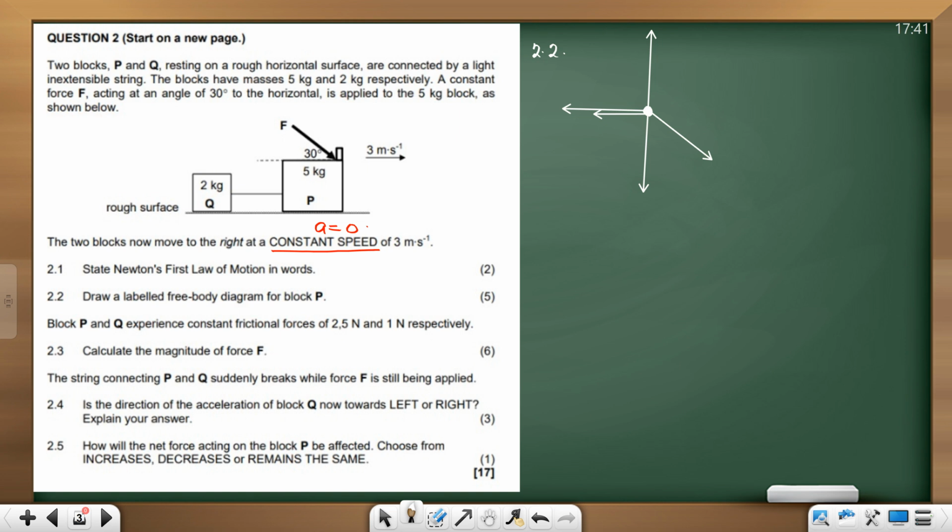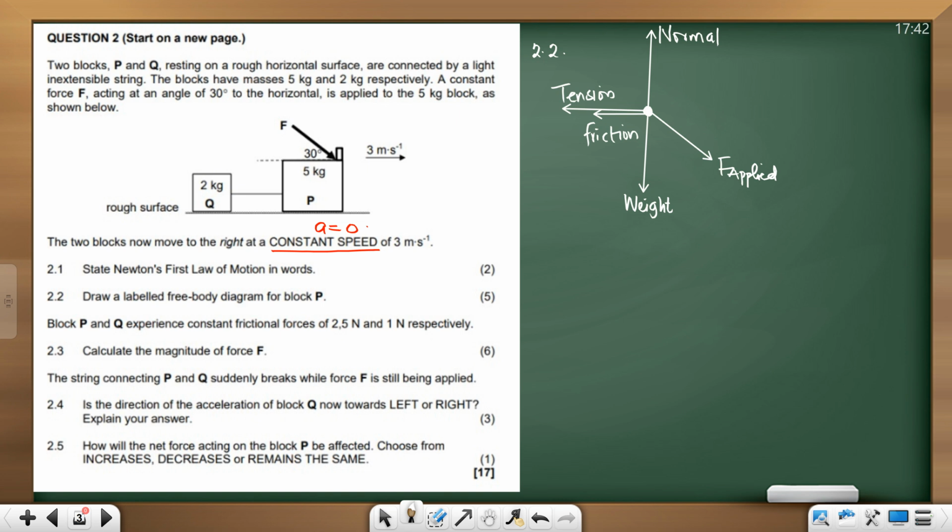Now we label force of gravity, which is also known as the weight, if you like. What is this? Force applied. What is that? That's your normal force. What is this one? Tension. And what is this? Friction. Once you get your free body diagram right, guys, things will be okay.